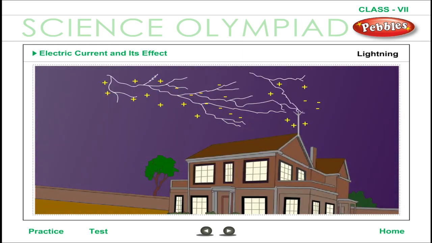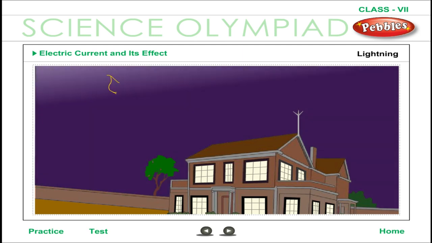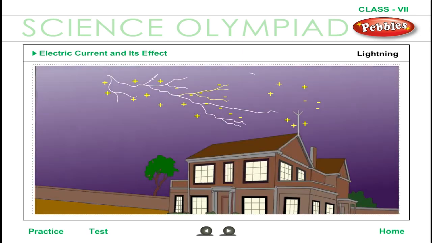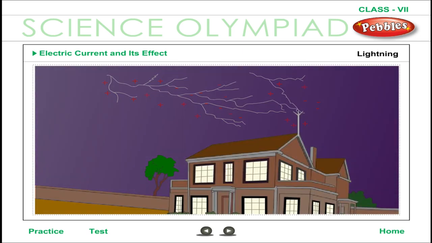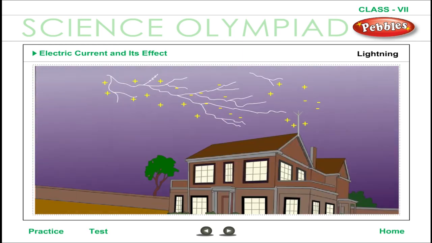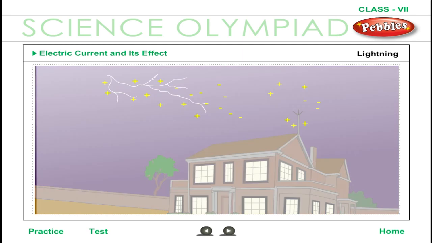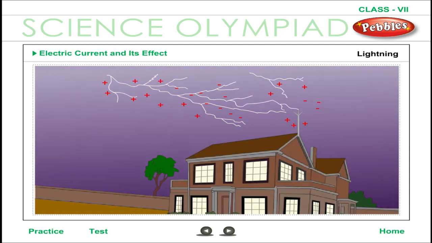The sparking discharge from one cloud to the other lasts for a very short period of time, but it releases a tremendous amount of heat and light. A layer of air gets rapidly heated up due to the heat produced at the time of lightning and expands suddenly. This rapid expansion of air sends a disturbance produced as sound and heard as thunder.